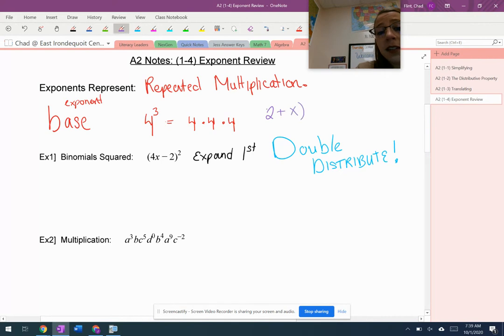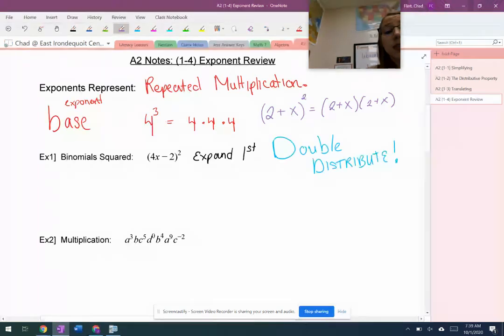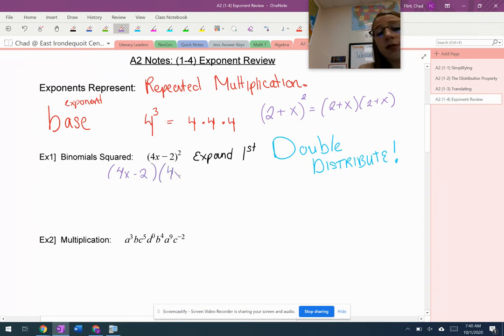If we come back up here for a sec, and we have 2 plus x squared, that means 2 plus x times 2 plus x. You're taking that entire base, which is what the parentheses are showing you, and multiplying it by itself. So here in this first example, before we get started, we need to expand that too. 4x minus 2 squared means 4x minus 2 times 4x minus 2. Now we can go through that double distribution process.